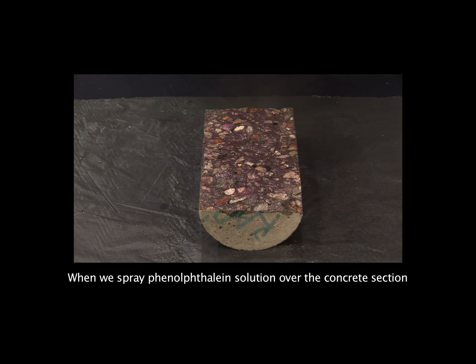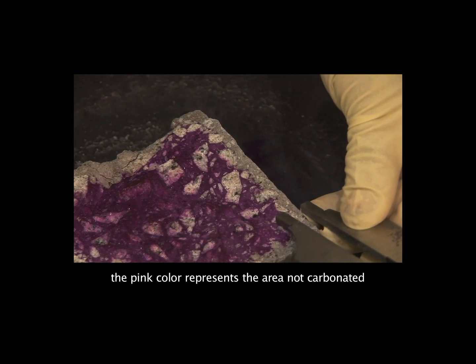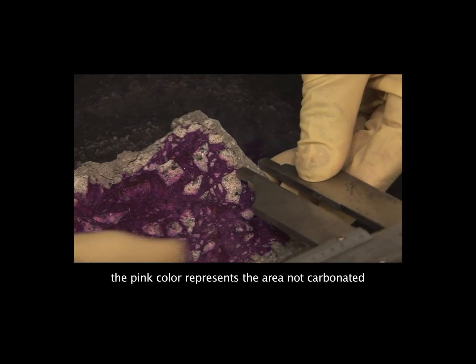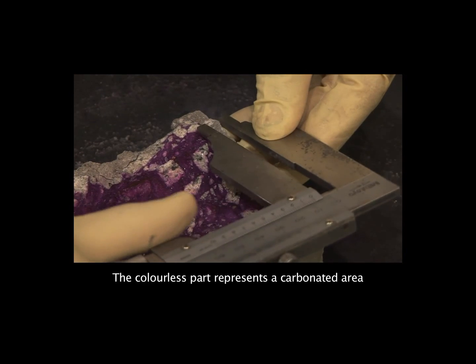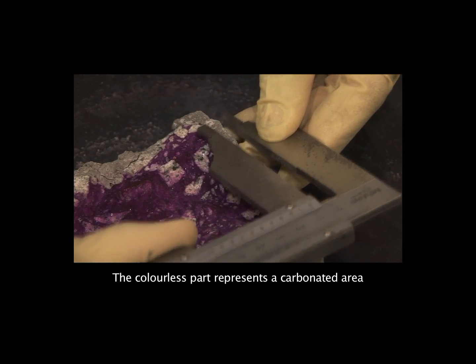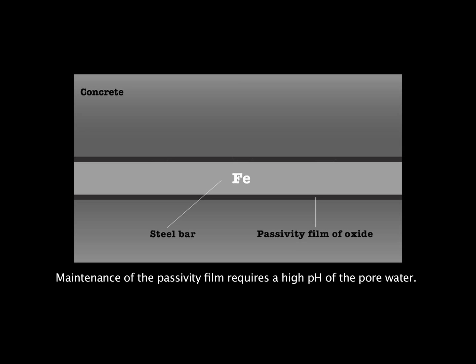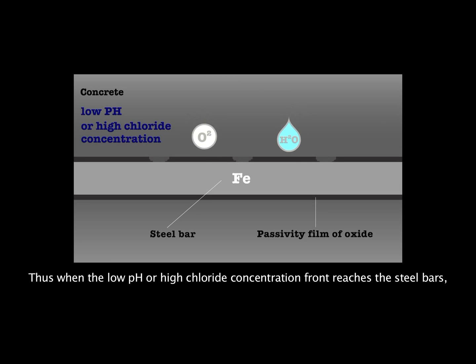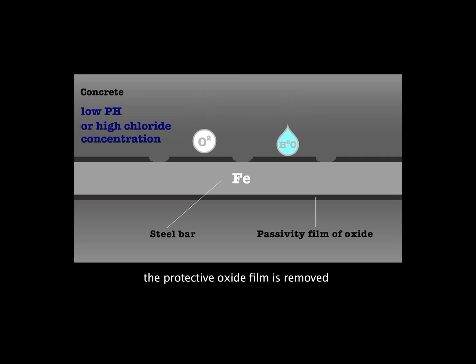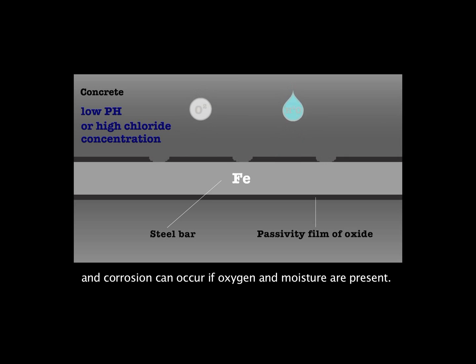When we spray phenolphthalein solution over the concrete section, the pink colour represents the area not carbonated. The colourless part represents a carbonated area. Steel in concrete forms a thin passivity film of oxide to protect the steel from corrosion. Maintenance of the passivity film requires a high pH of the pore water. Thus, when the low pH or high chloride concentration front reaches the steel bars, the protective oxide film is removed and corrosion can occur if oxygen and moisture are present.